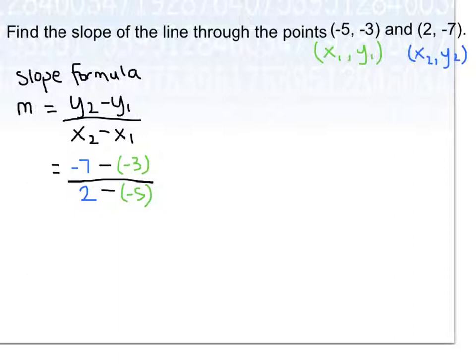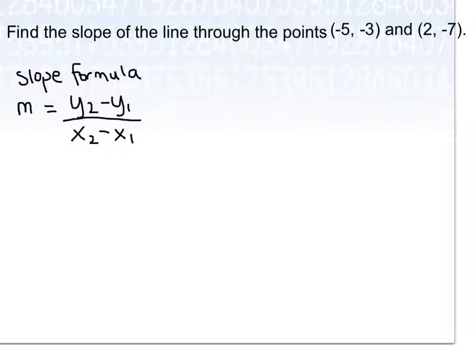So if we're going to look at the slope this way, -7 minus a -3 will leave us with a -4 in the numerator. And 2 minus a -5 will leave us with a +7 in the denominator. So that is calculating the slope of a line through 2 points using the slope formula. And as you can see, this answer, -4/7, agrees with the answer we found by finding the slope by looking at the points.